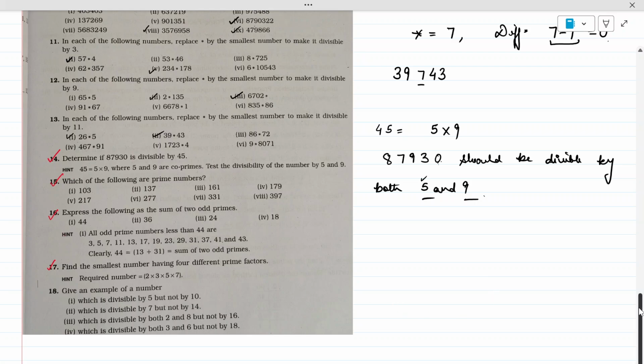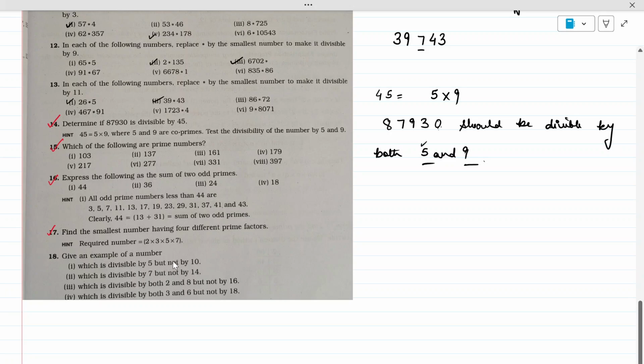Next, give an example of a number which is divisible by 5 but not by 10. So any number which is ending with 5 is divisible by 5 but not by 10, because the criteria for 10 is the last digit should be 0. So one of the examples is 15 here. Now we have to see which is divisible by 7 but not by 14. So kids, we know that 14 is a product of 7 and 2. So we need a number which is divisible by 7 but not divisible by 2. For this, the number should not be even, because if the number is even, then it will be divisible by 2 also.